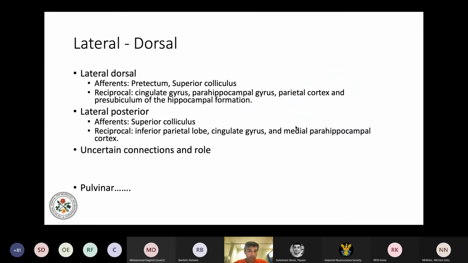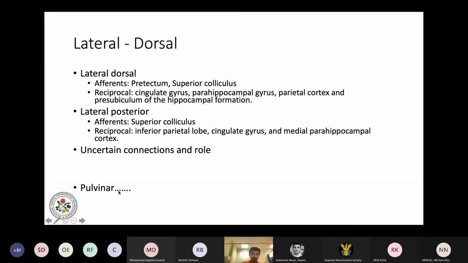So let's start with the dorsal aspect because it's smaller, I guess. So again, these functions are not clearly identified, but from imaging studies and staining, as well as studies in animals with tracers, these have been seen to be the afferents, with the lateral dorsal, the pretectum, the superior colliculus, and a broad range of links, the cingulate gyrus, parahippocampal gyrus, parietal cortex, and the subiculum. I think you're tending to see a fashion here, limbic areas, as well as areas involved in visual spatial function, as well as memory. Okay, and a similar story here for the lateral posterior nucleus.